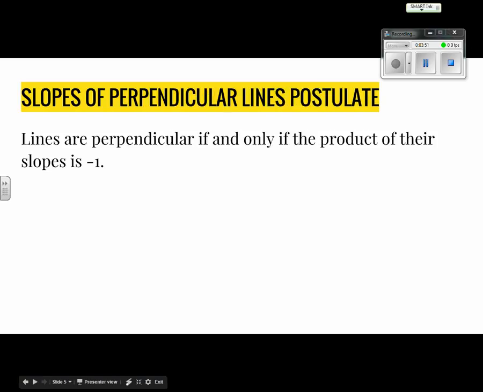Okay, now let's change it to perpendicular. Slopes of perpendicular lines postulate. Again, this needs to just be common knowledge. Lines are perpendicular if and only if the product of their slopes is -1. So for perpendicular lines, I'm going to call this the slope of line A, and the slope of line B. Let's say the slope of line A is 2/3.